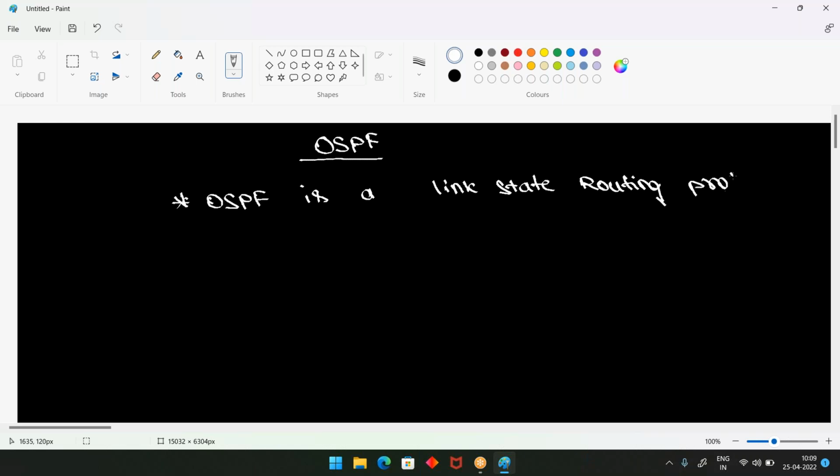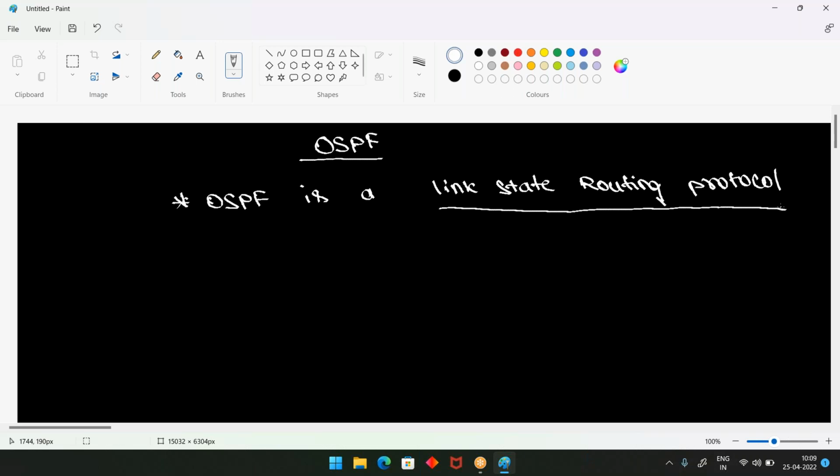Can anyone please tell me what that means by the link state routing protocol? Can you discuss this point here? Anyone know about this? What does the link state routing protocol mean? It works on bandwidth speed, sir.